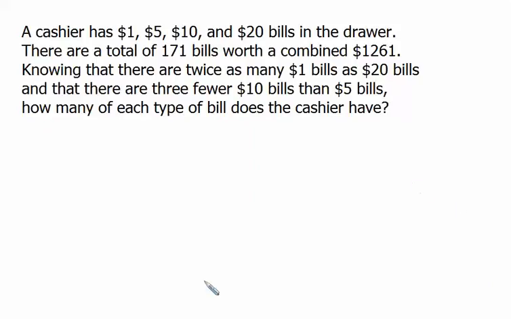Let us begin though. So first thing we want to do is identify our variables. In this case, let's call A the number of $1 bills, B the number of $5 bills, C the number of $10 bills, and D the number of $20 bills. Somewhere in the problem, please label and make it clear to me what those variables are.